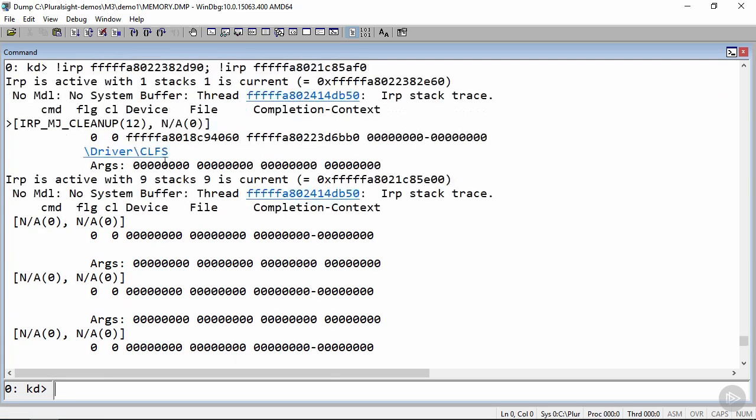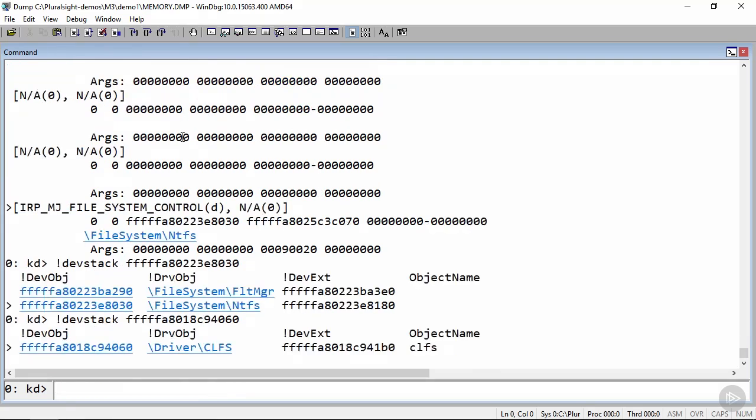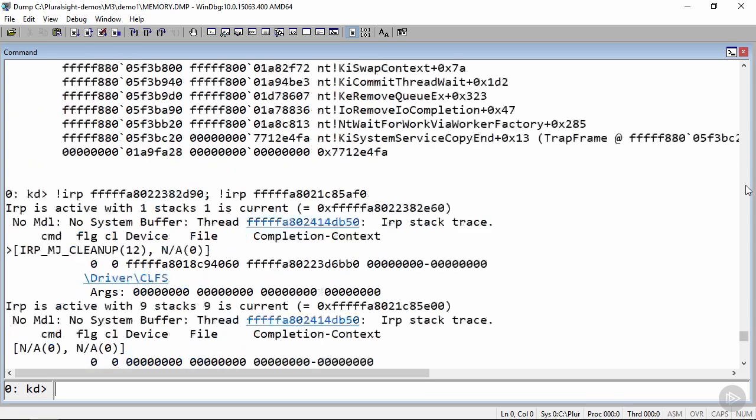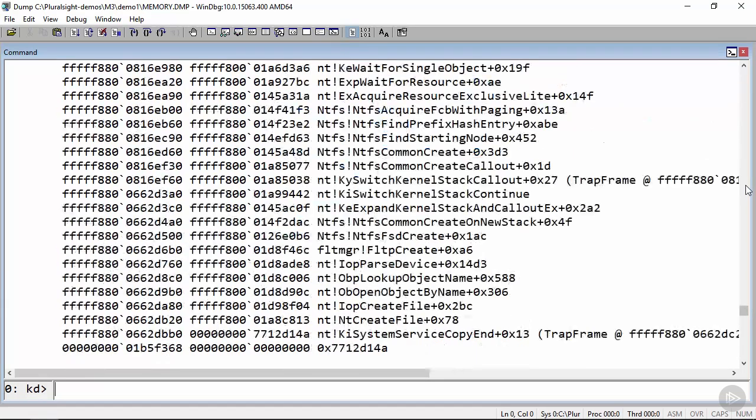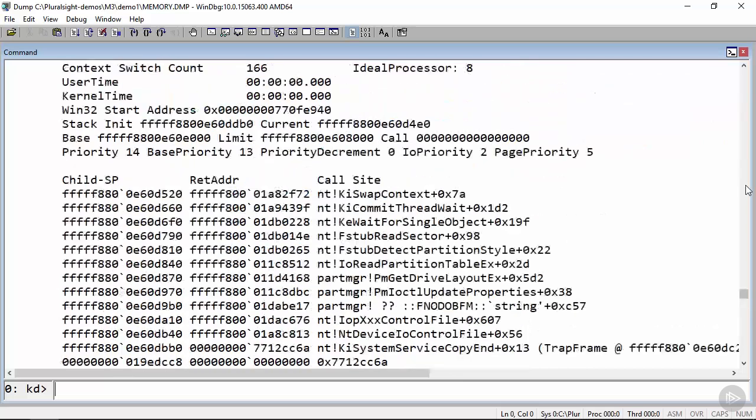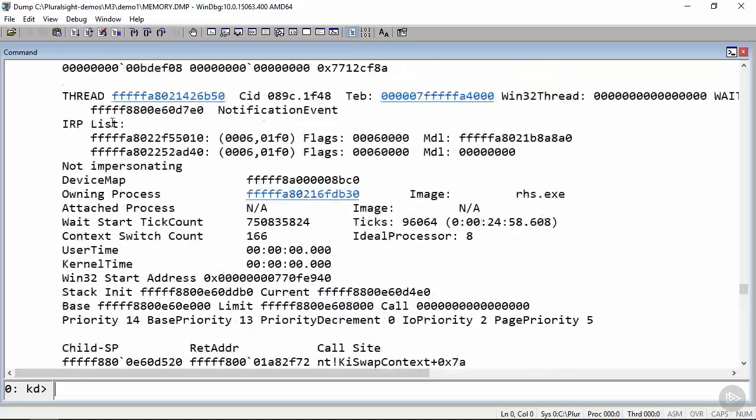It's right here. Let's go ahead and take a look at that devstack, see if it gives us just a little bit more information. It was part of the CLF driver. So let's go ahead and take a look at those other two I/O request packets from that other thread we looked at. Here we are, the partition manager driver. So let's take a look at these two I/O request packets.